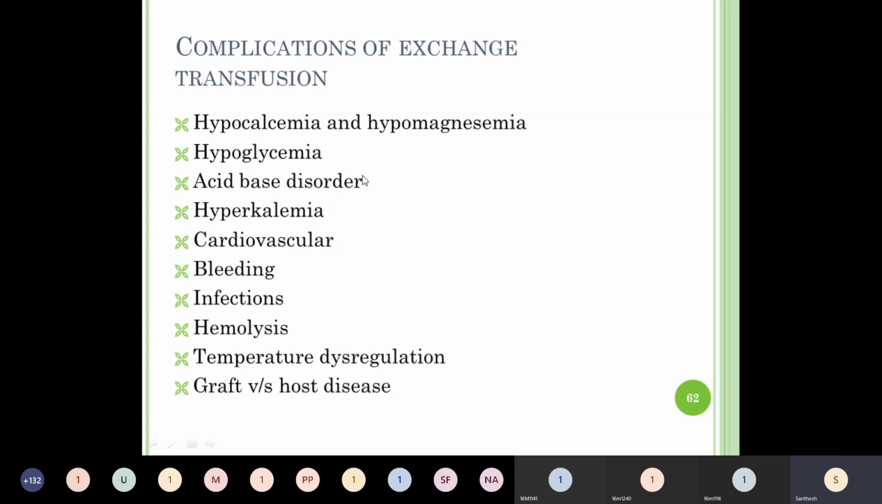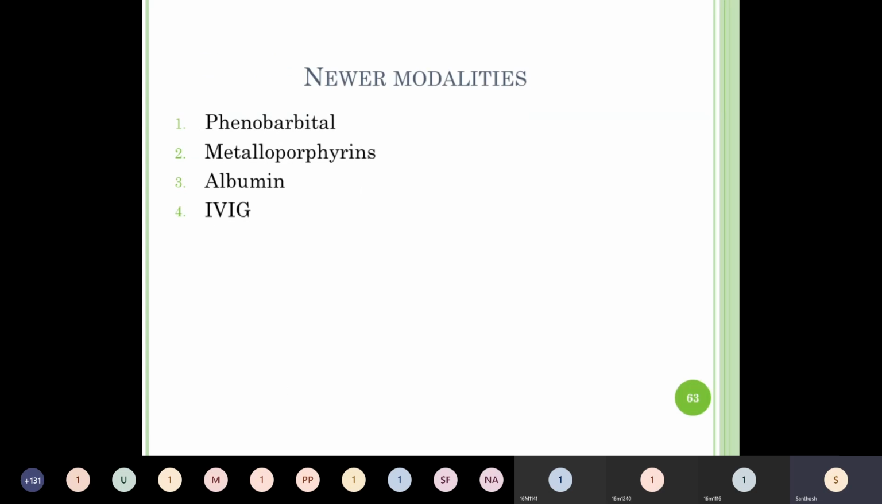It can cause acid-base disorder. That is, if it is old blood, the pH of the blood can be altered. Then hyperkalemia. If you take older blood more than 7 days, what happens? RBCs in that blood get lysed. All the intracellular potassium comes out and it can cause hyperkalemia in these babies. Okay, the baby sometimes can go into congestive cardiac failure. Bleeding can happen. Then infections is one of the important causes that has to be kept in mind. Okay. Then temperature dysregulation and rarely graft versus host disease can happen. These are the complications of exchange transfusion.